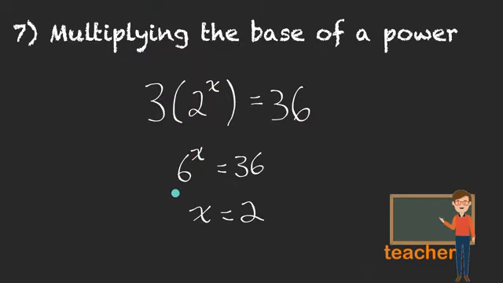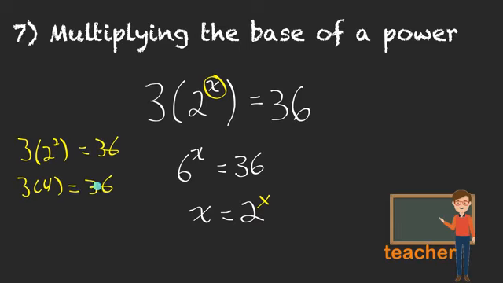Before I show you where the mistake in this question is, let me remind you that when solving equations, you can always check to see if your answer is right or wrong by plugging it into the original equation. So if I plug 2 into the original equation, I'd have 3 times 2 squared. Does that equal 36? Well, 2 squared is 4, 3 times 4 is 12. 12 is not 36. So that shows you it's not the right answer.